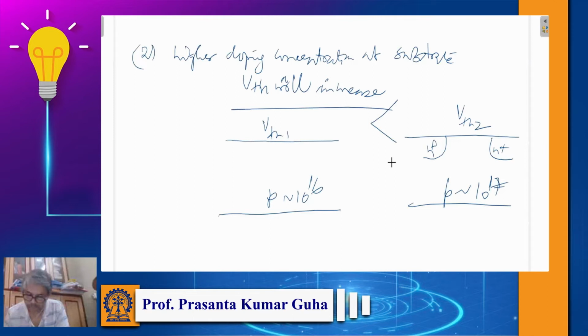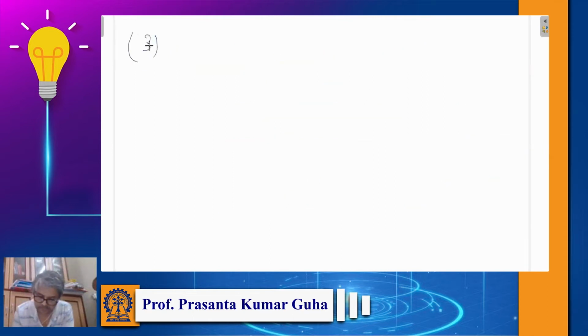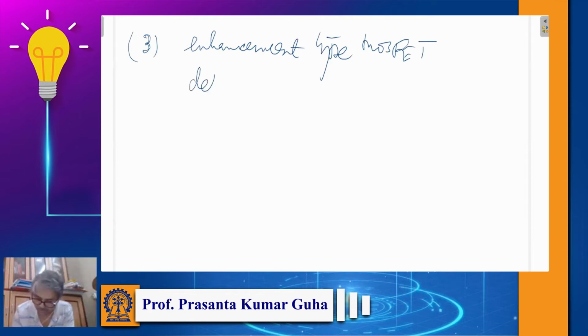Now, so far whatever we have discussed in the MOSFET is known as enhancement type MOSFET. There is an additional MOSFET which is known as depletion type. What is depletion type MOSFET? Depletion type MOSFET can also be P type or N type.